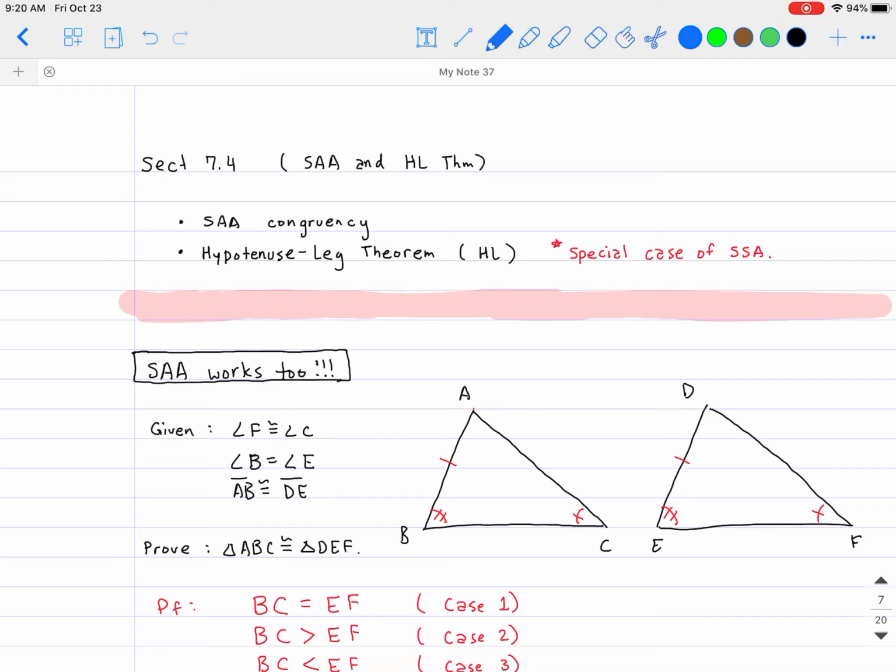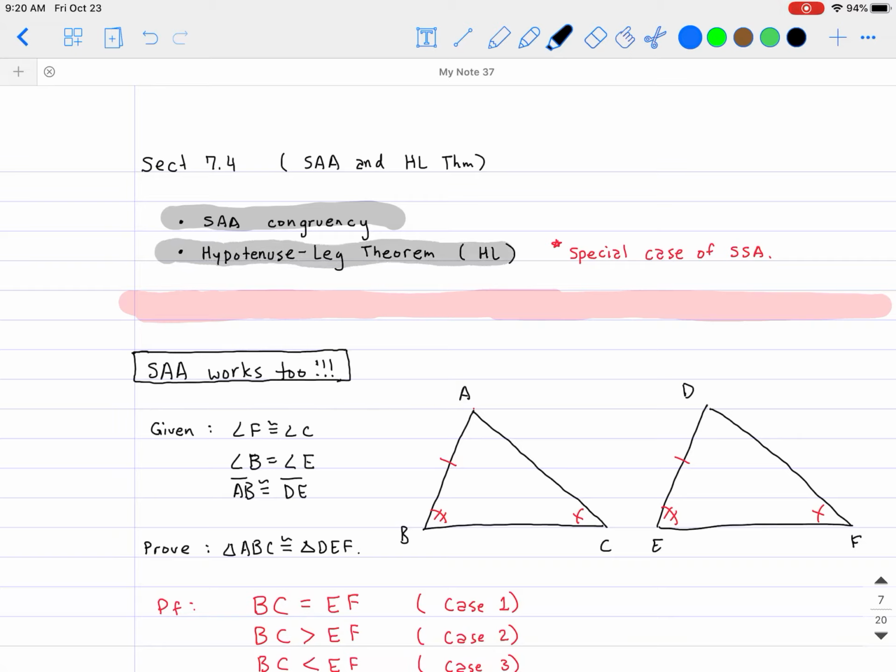Today we will be talking about section 7.4, which is on SAA or AAS, and also the HL theorem. These are the last two types of ways to show two triangles can be congruent to each other. As of right now, we have SAS, we have ASA, and we also have SSS. So now we're going to fill in all of the rest, so that way we have everything in our tool bag.